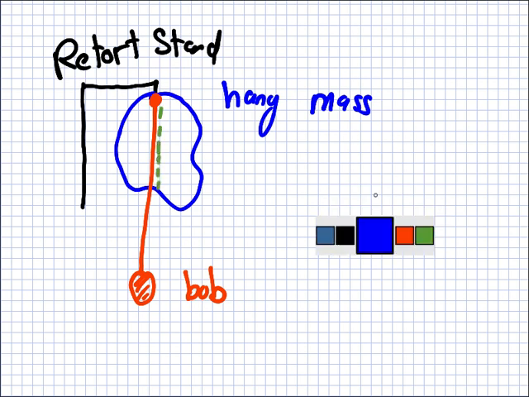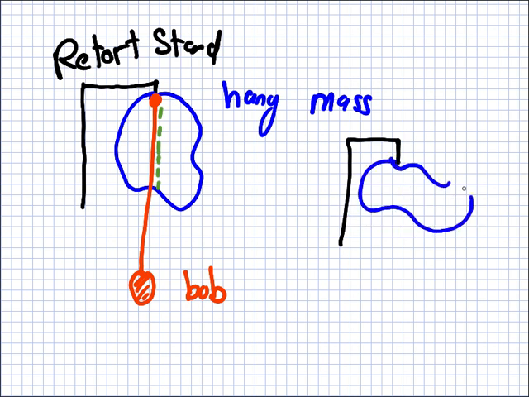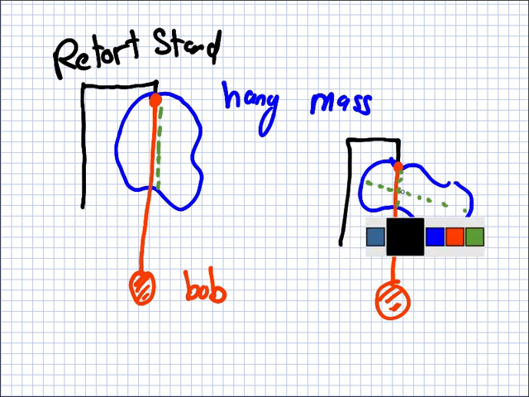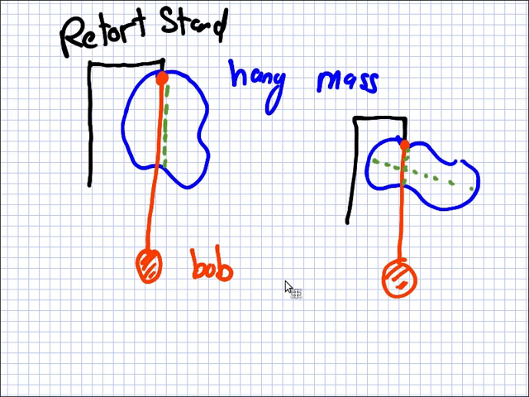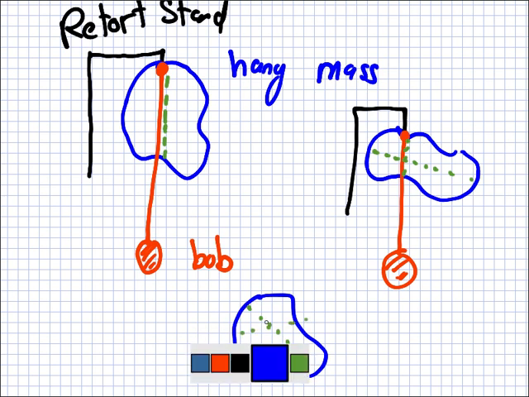Okay. Then what you do, you just hang it from a different point. So you still have the first line on it. And then there it is again. And then you draw your new line. And where these two meet, that's the center of gravity.